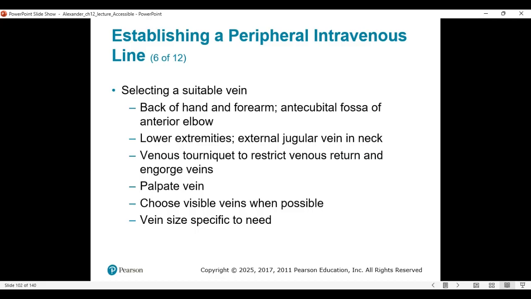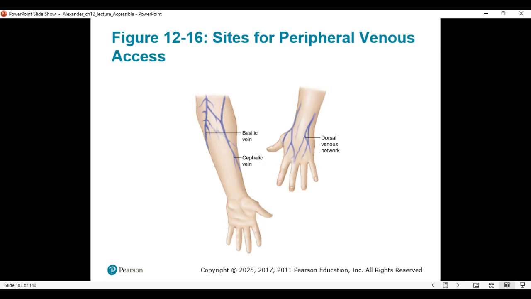But it's also a good idea to be able to fill the vein. The vein size is specific to need. So if we don't need to get a lot of fluid in real quick or rapid push of drugs, we can go with a smaller vein. But if we're going to need to get a lot of fluid in or need a larger IV catheter, we're going to have to go with larger veins. Here's some sites for peripheral vein.